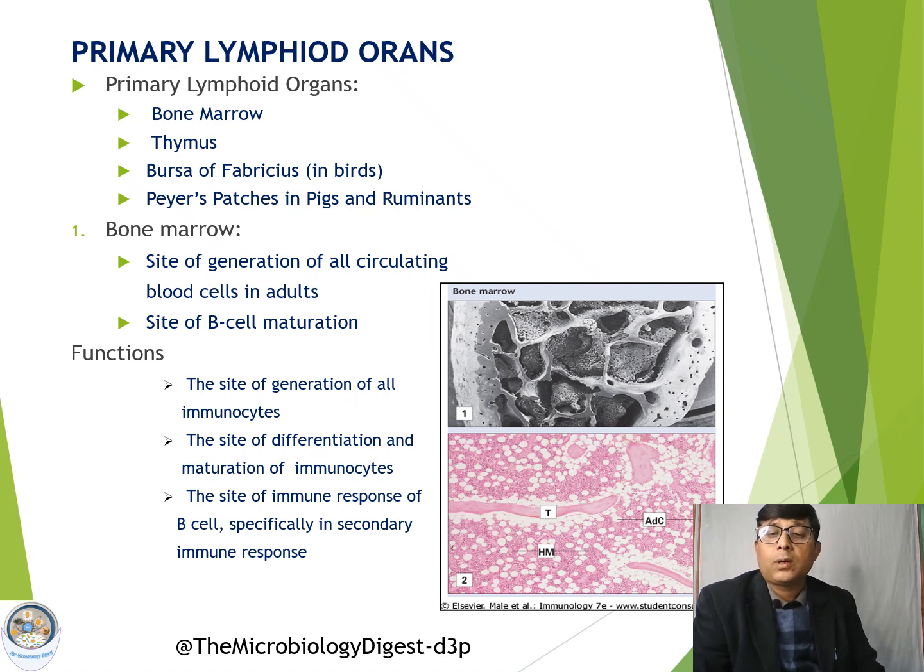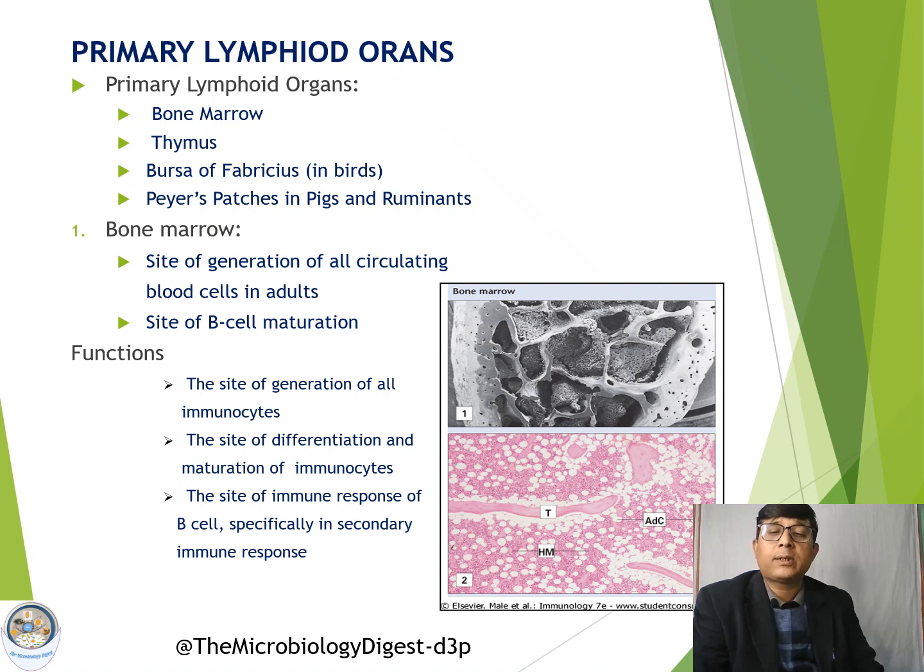There are two different subpopulations of lymphocytes. Some are called B cells, and others are called T cells. B cells actually get matured in the bone marrow. Now, what are the functions of this bone marrow? They are the site of generation of all immunocytes. All cells generate in this bone marrow.